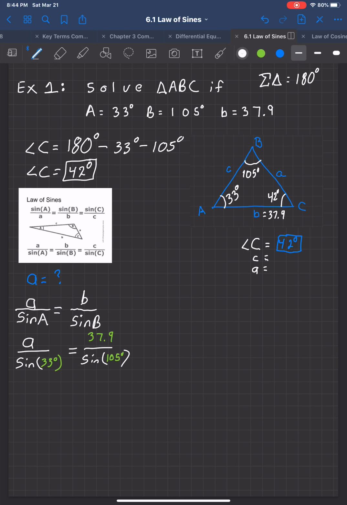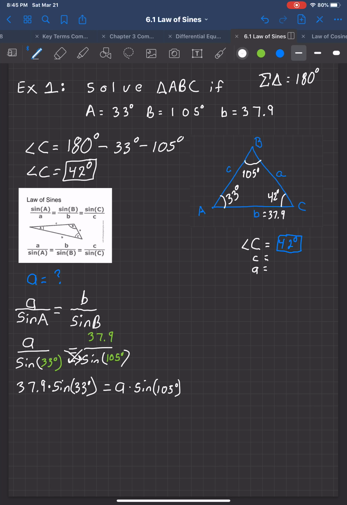And now, just like in the previous algebraic problem where you solve for x, we're going to do the same thing, and we're going to solve for a. So let's cross multiply. So 37.9 times sine of 33 degrees. That's going to be equal to, now let's cross multiply again, so that's a multiplied by sine of 105 degrees.